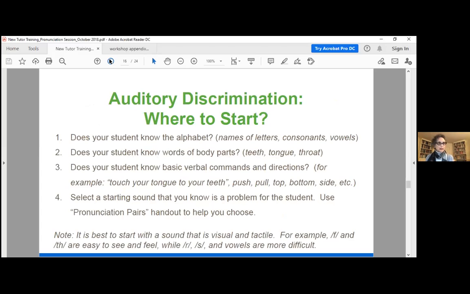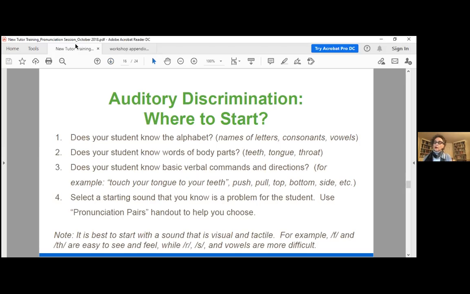So luckily, the pronunciation pairs have handouts, and I think you got them, and they're just sounds that are usually mispronounced in the language that you're working on. So for instance, you can't see this, but this is Spanish. It tells you the most common sounds people have trouble with.